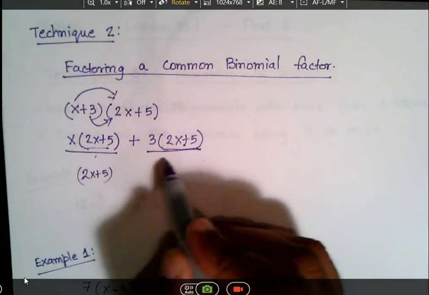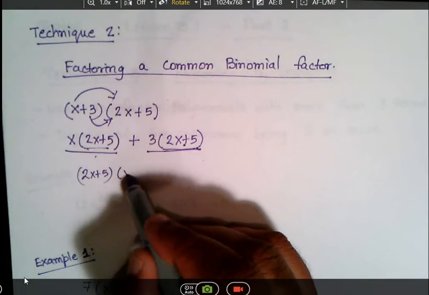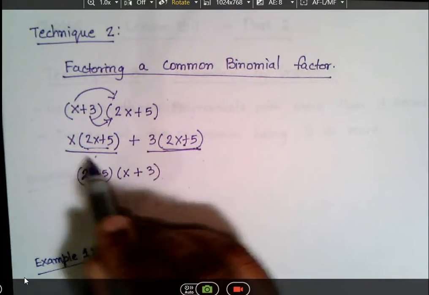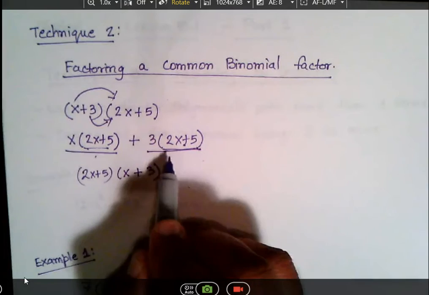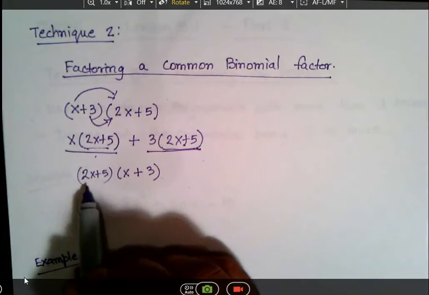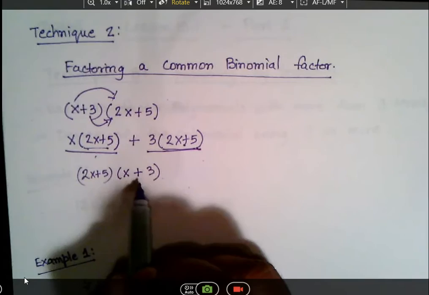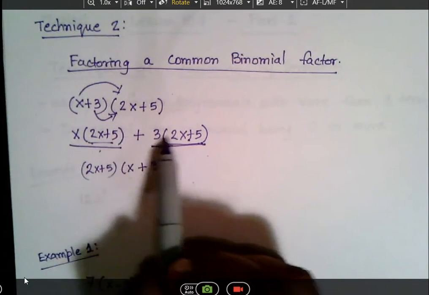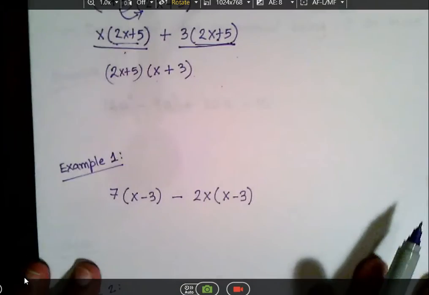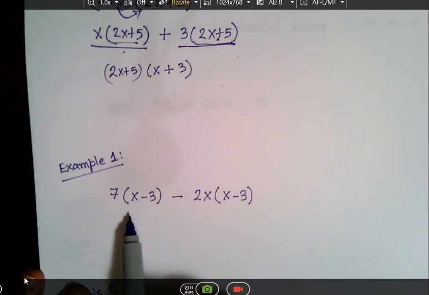So this is what I am arriving at. What is left of this is x plus 3. I have an x left out of the first one and I have a 3 left out of the second one. So it is 2x plus 5 times x plus 3. So I removed a common binomial factor out of each one of them, right? So this is example 1.